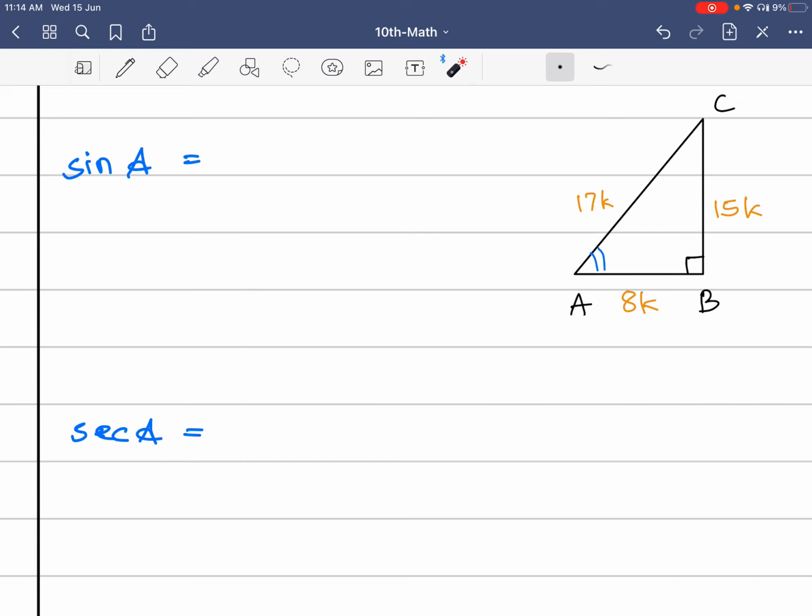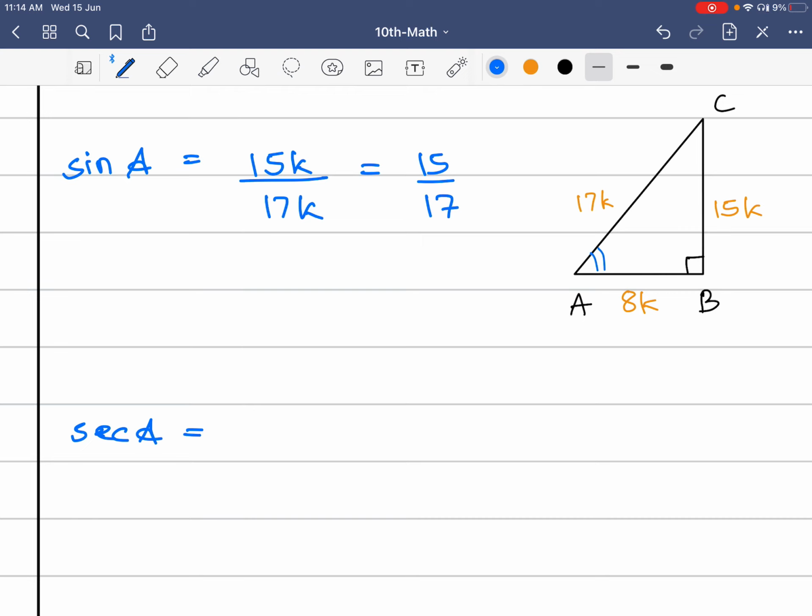So sine of A, again focus on this angle. This is the angle of our focus. So sine of A is opposite divided by hypotenuse. So I'm going to directly write it down. It's opposite 15K divided by hypotenuse 17K. That is equal to 15 by 17. That becomes the value of sine of A.